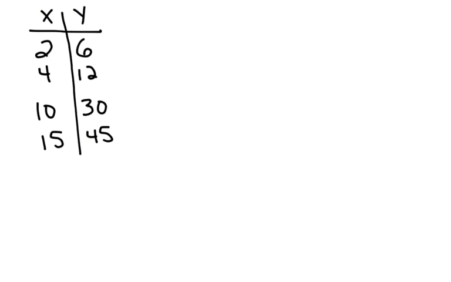Let's try this one last time with this particular table: 2, 6, 4, 12, 10, 30, 15, 45. So the first thing that I want you to notice is that as x increases, y also increases. If they're going the same direction, my gut reaction would be that it is direct variation. Let's go and graph this.